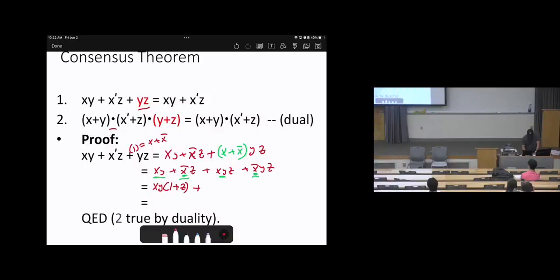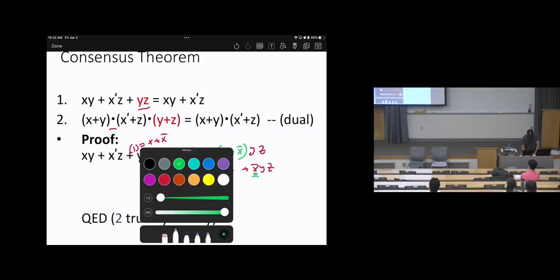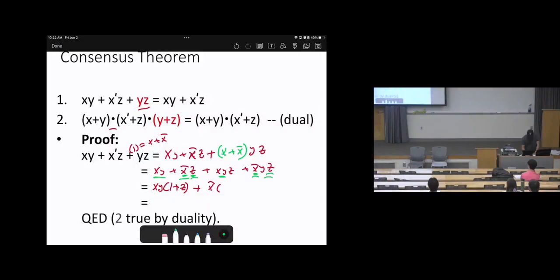Then plus the other elements, x bar. Then it will be x bar z, because z is a common factor as well. So it will be x bar z times 1 plus y. And we know 1 plus any element equals 1. So as a result, it will be xy plus x bar z, and that's what we got here. Problem done. These kinds of proofs, you need to be aware of how to deal with. Okay?